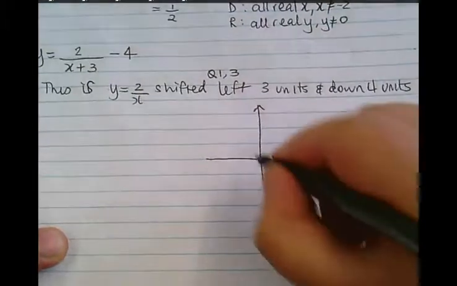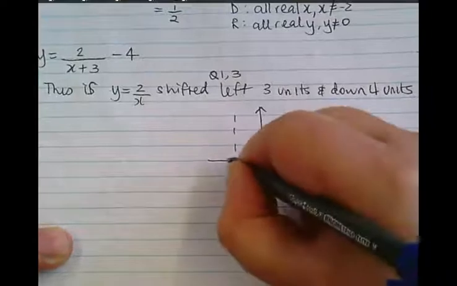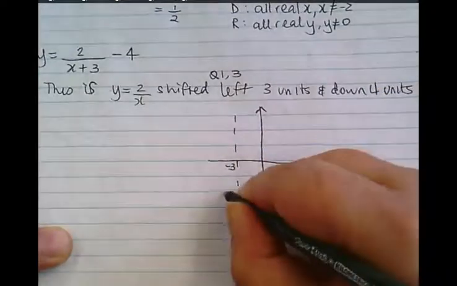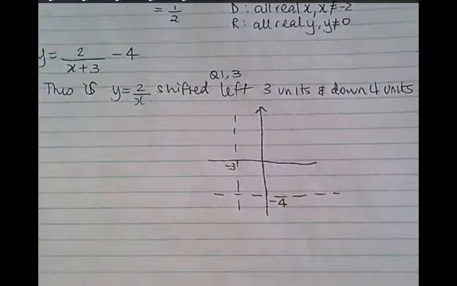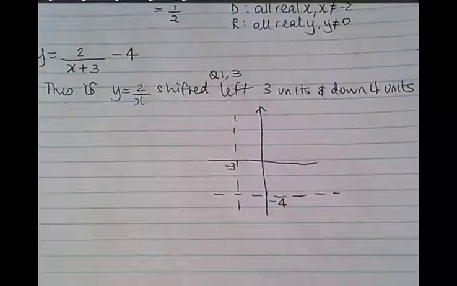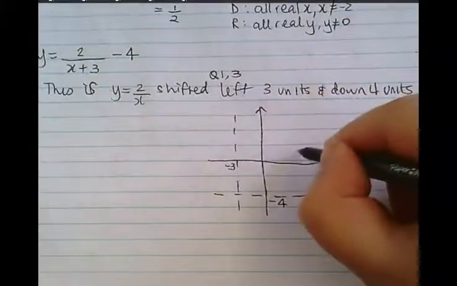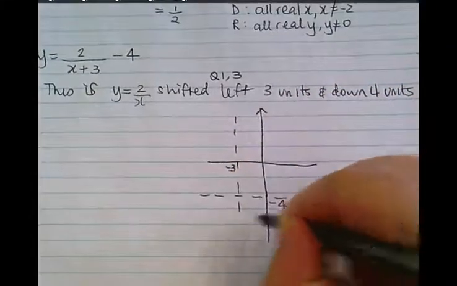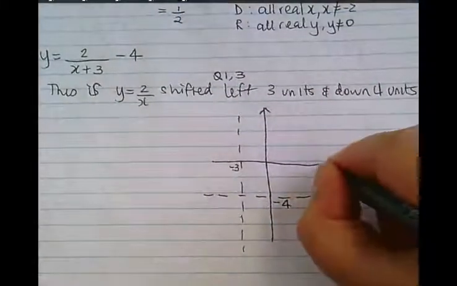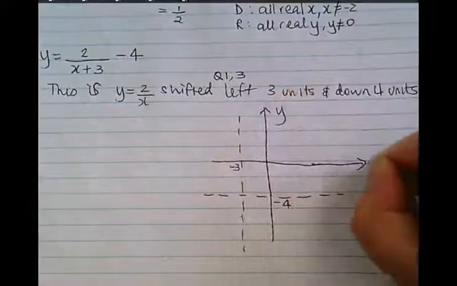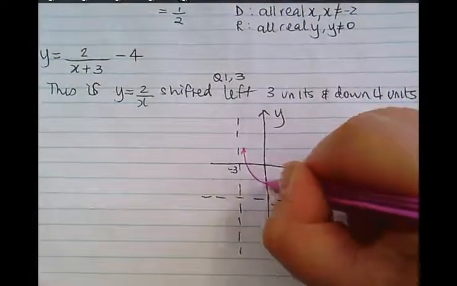So let's shift it 3 units to the left. That would put the asymptote there at negative 3. And 4 units down would give me an asymptote at negative 4. Because normally my asymptotes are the x-axis and y-axis. And it's going to be in quadrants 1 and 3. Now I'm going to draw it in a different colour because we can't tell what the axis is.